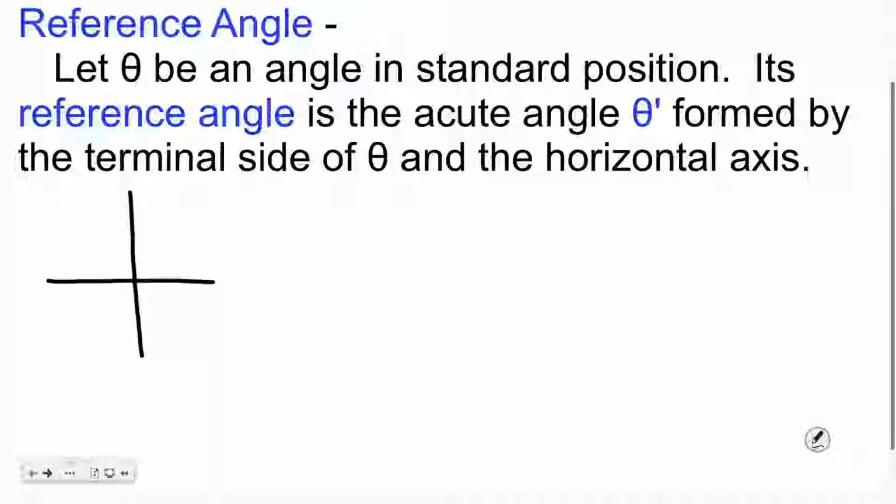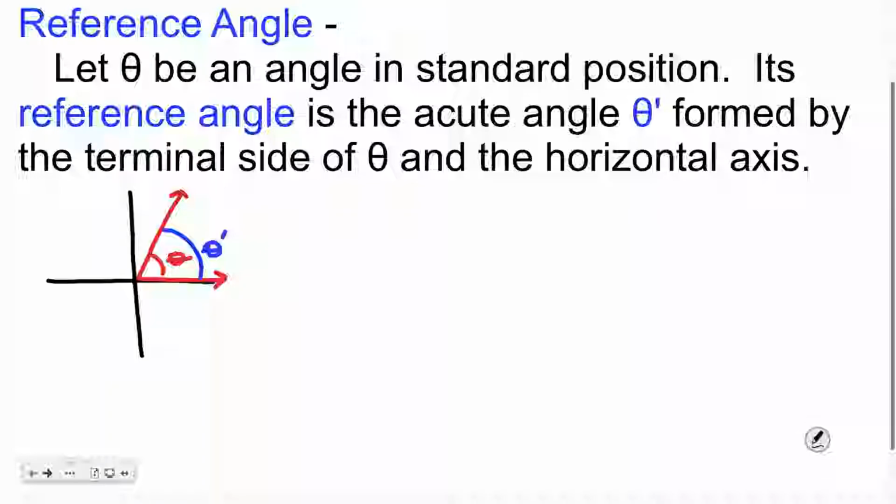If I had an angle in the first quadrant, how would we calculate the reference angle? In the first quadrant, you're going to have an acute angle, right? A reference angle is the acute angle back to the x-axis. In the first quadrant, a reference angle is itself. Probably not going to ask you for a reference angle of a quadrant 1 angle, but we talked about it.